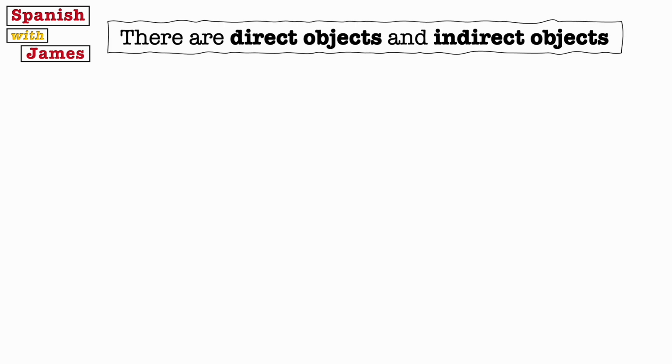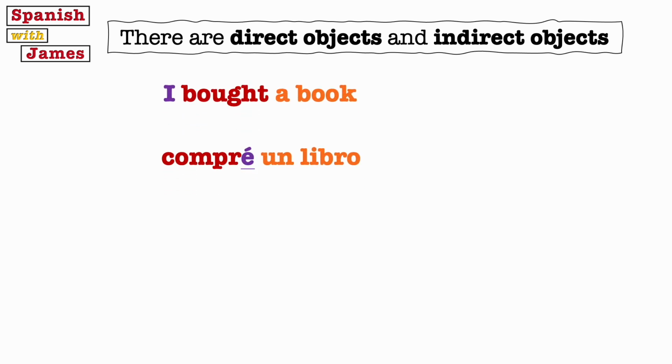In Spanish, there are direct object and indirect object pronouns. If I were to buy a book and I said, I bought a book, compré un libro. The action is buying, the verb comprar. Again, the subject is I, and the object is the book. Now it's a direct object because I'm buying the book. The book is being bought directly. The verb to buy is affecting the book.